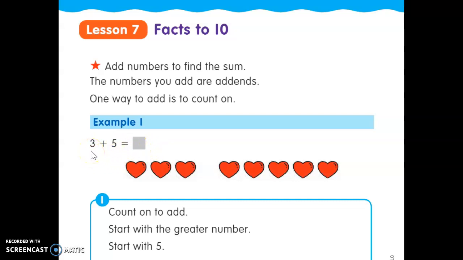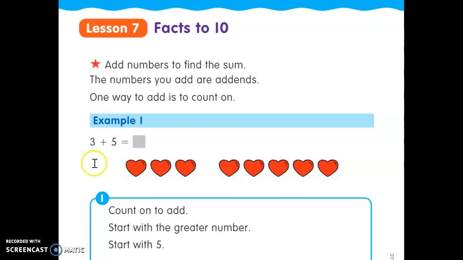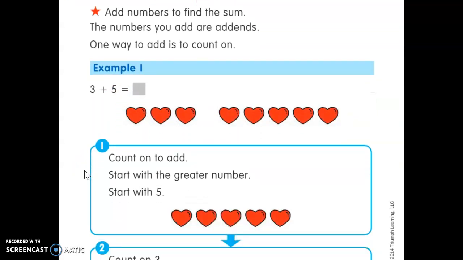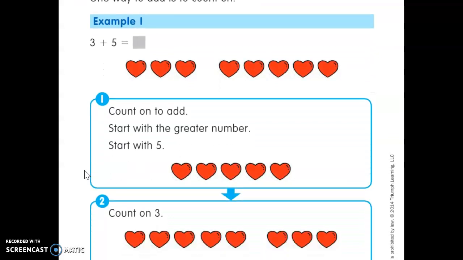So we are just going to count on to add, start with the greater number. So the greater number means the bigger number. Which one would be the bigger number? Is it 3 or is it 5? That's right, it is 5. So let's start with 5, okay?